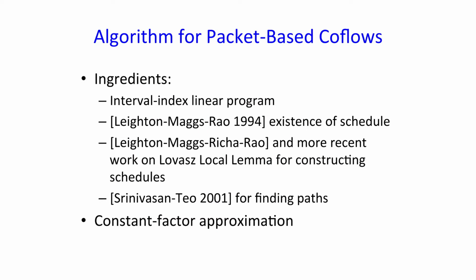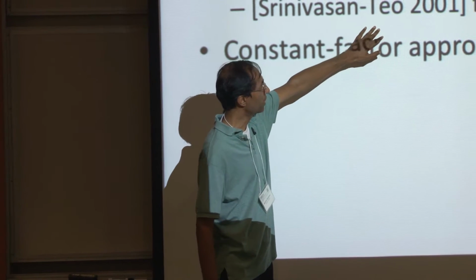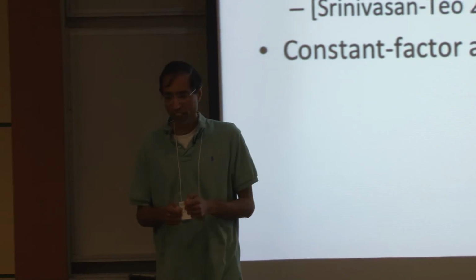Okay, so the ingredients of a packet-based coflow approach are an interval indexed linear program, and the sort of beautiful known results of Leighton, Maggs, and Rao from a long time ago on the existence of schedules that optimize congestion and dilation, because now we look at congestion and dilation: congestion at the edge level, dilation at the length level. There are approximation algorithms due to Srinivasan and Teo for finding the actual schedule.